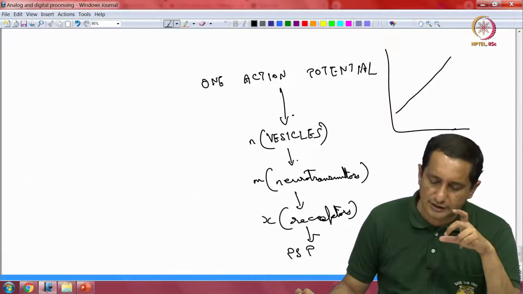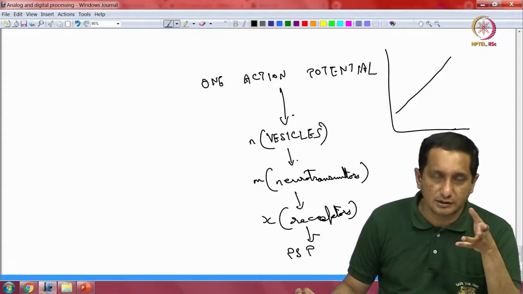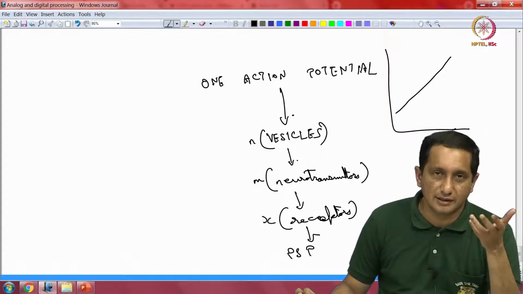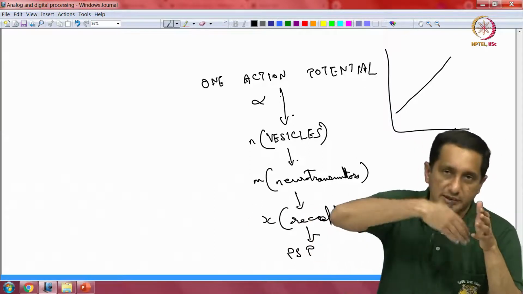So, one action potential can result in the release of a number of vesicles. Now, the number of vesicles is actually proportional to the number of action potentials which reach the synaptic end.